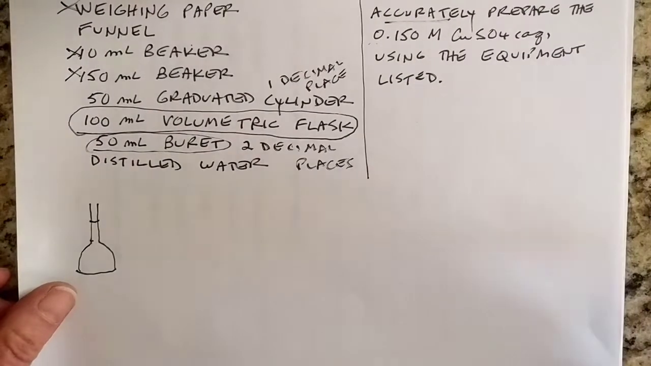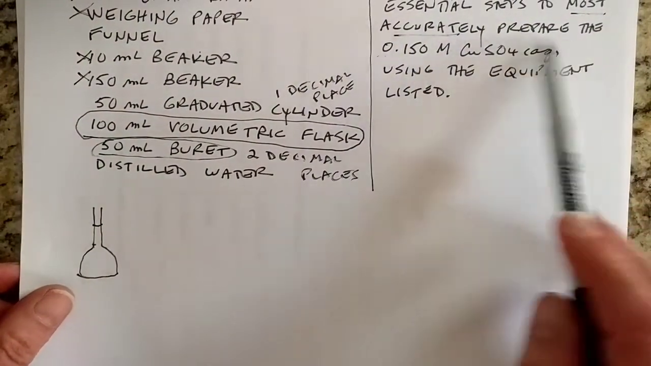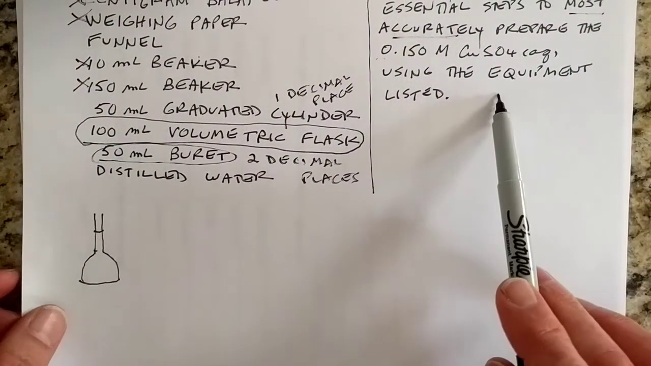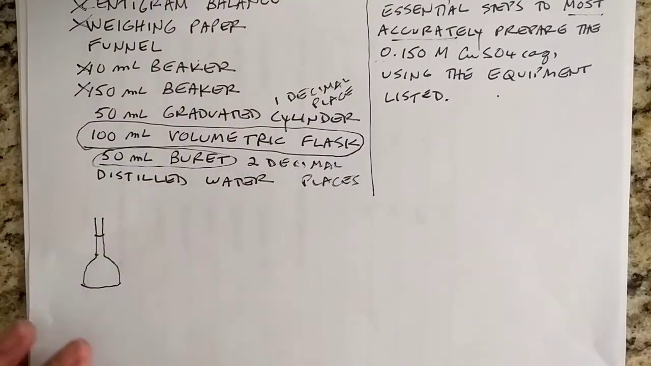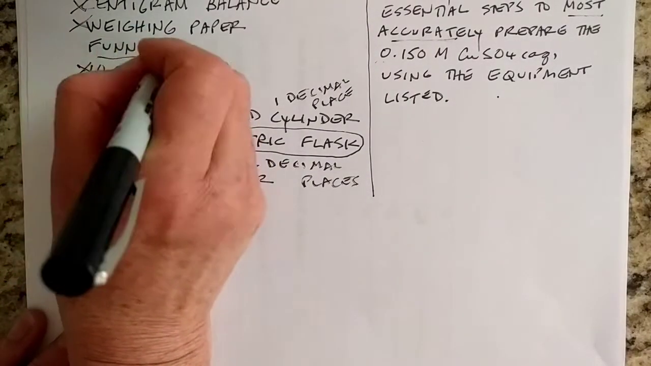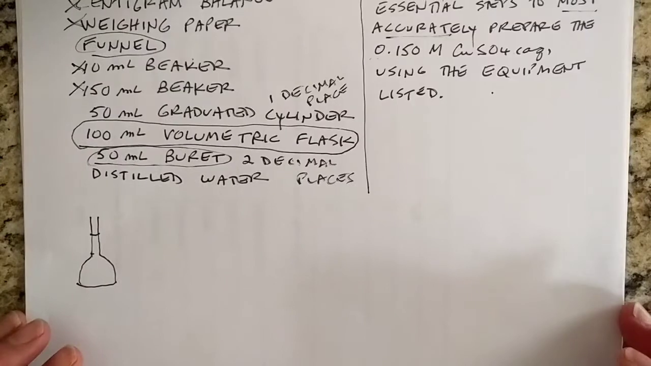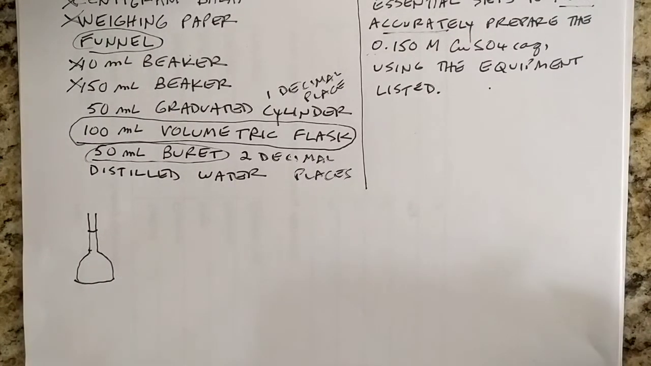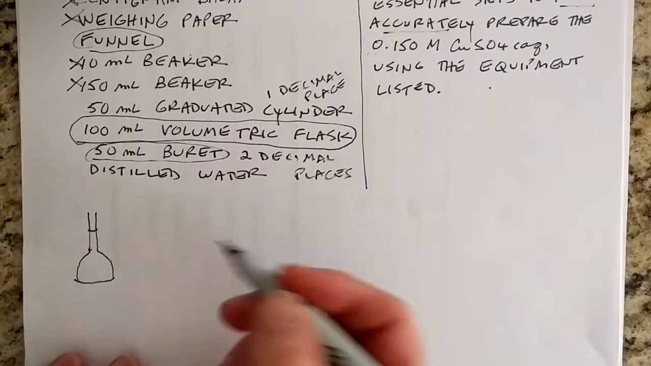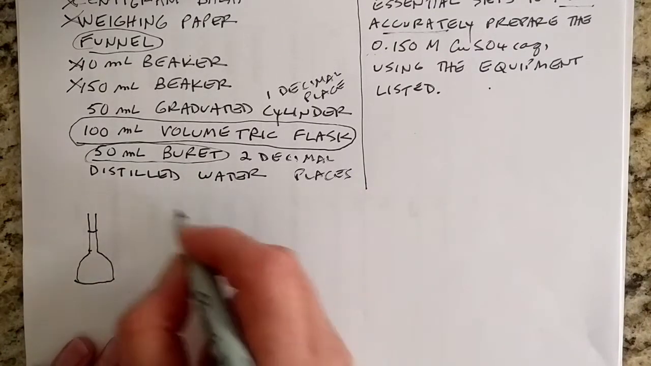Okay, so it says to briefly describe the essential steps to most accurately prepare the solution. So we picked the material that we need, and we could pick the funnel to help us put the more concentrated solution into the burette. So our steps would be something like this.